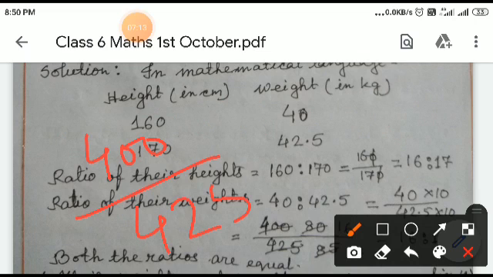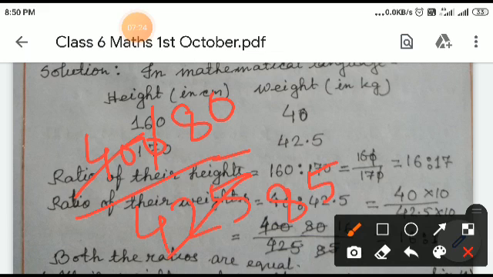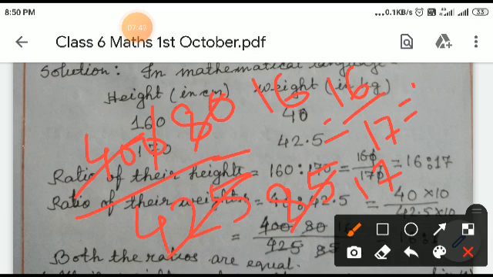Now cancellation. Dividing both numbers by 5, 5 eights are 40, that is 80; 5 fives are 25. Again dividing both numbers by 5, 5 ones are 5, 5 sixes are 30, that is 16; 5 ones are 5, 5 sevens are 35, that is 5 sixteens are 80, 5 seventeens are 85. So we get 16 by 17 equals 16 is to 17.